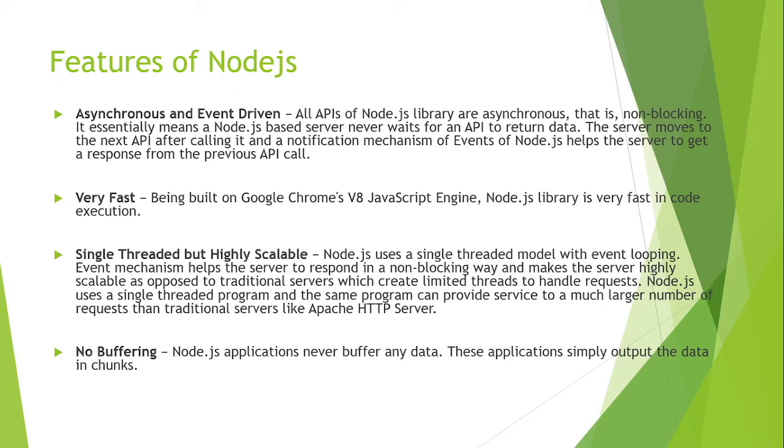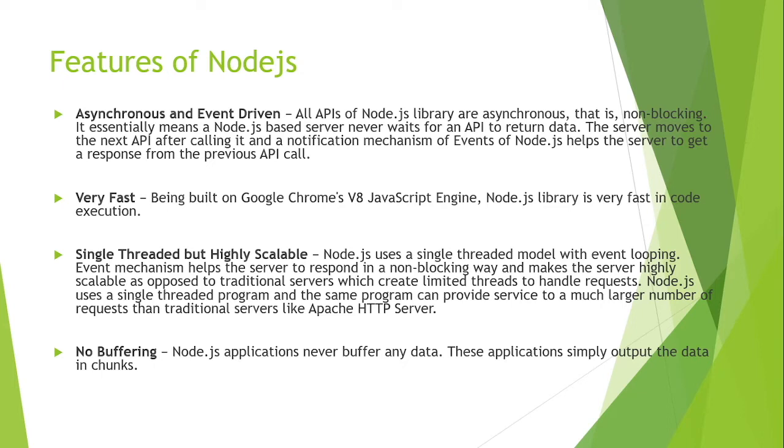Also, it uses Google Chrome's V8 engine, which is written in C++, so that is also a very good choice to make it faster. The Node.js library is very fast in code execution, because the V8 engine is written in C++, which is a system level language, you can say. It is closer to the system or the machine. Single threaded but highly scalable: it can perform only a single thread task at a time, but it is scalable. Node.js uses a single threaded model with event looping.